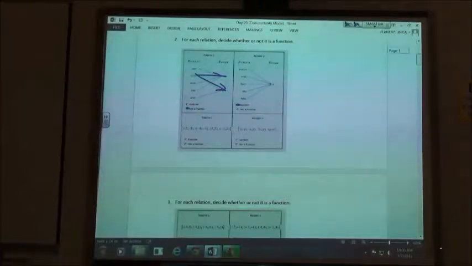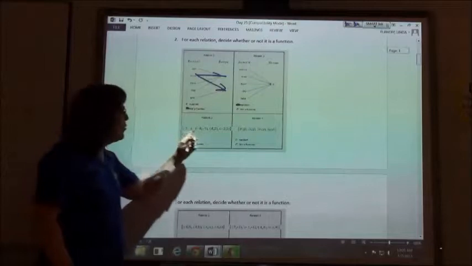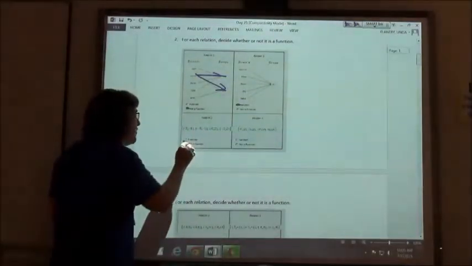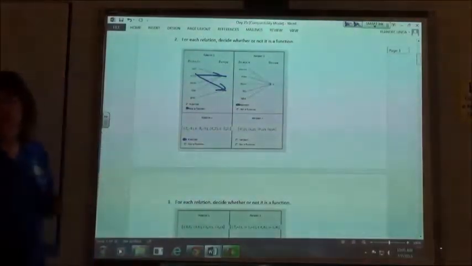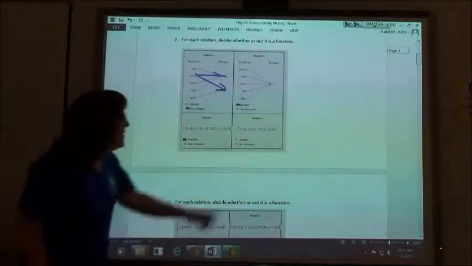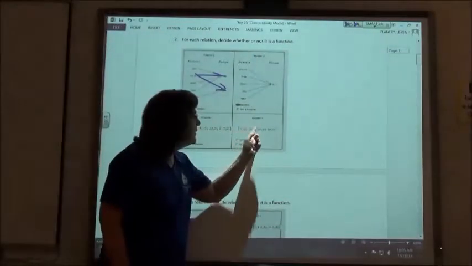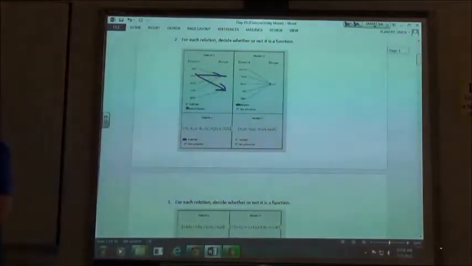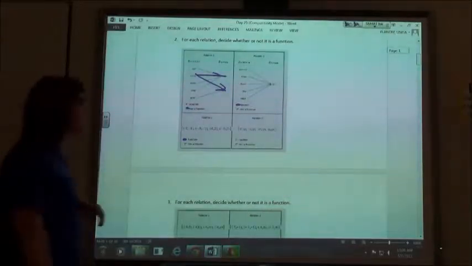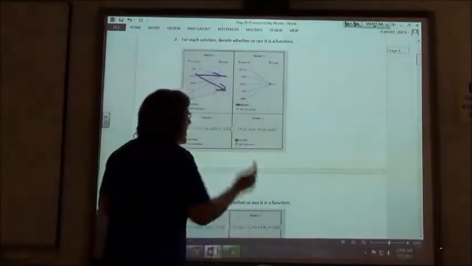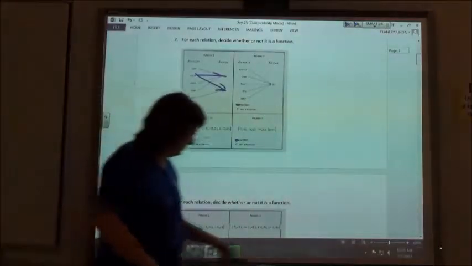The third one, yes, that is a function. You can tell quickly because all of my x values are different. So if all my x values are different, I know it's going to be a function. And on number 4, is that a function? Yes, it is. Again, all of my x values are different, so I can tell quickly, yep, that is a function.